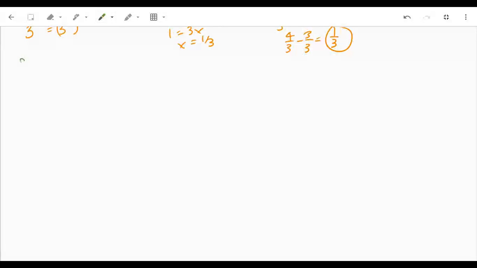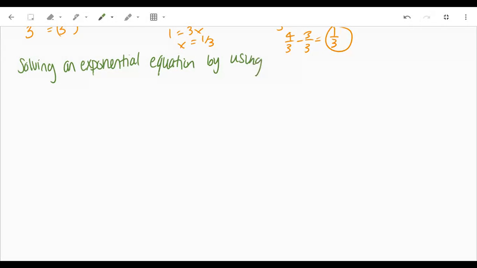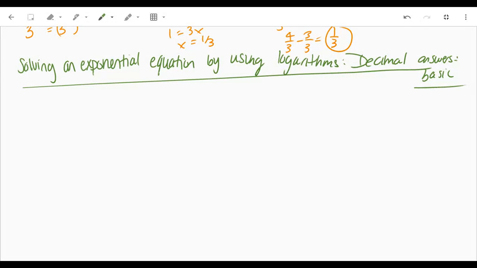We have solving an exponential equation by using logarithms with decimal answers. That means you're going to get to use a calculator here. Basic. Okay, so we're going to solve for x. So let me just look real quick at how they have you do it.